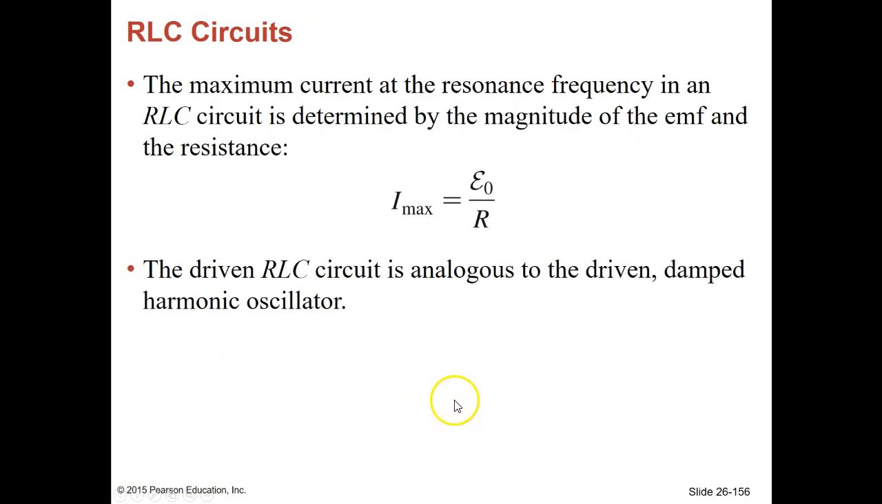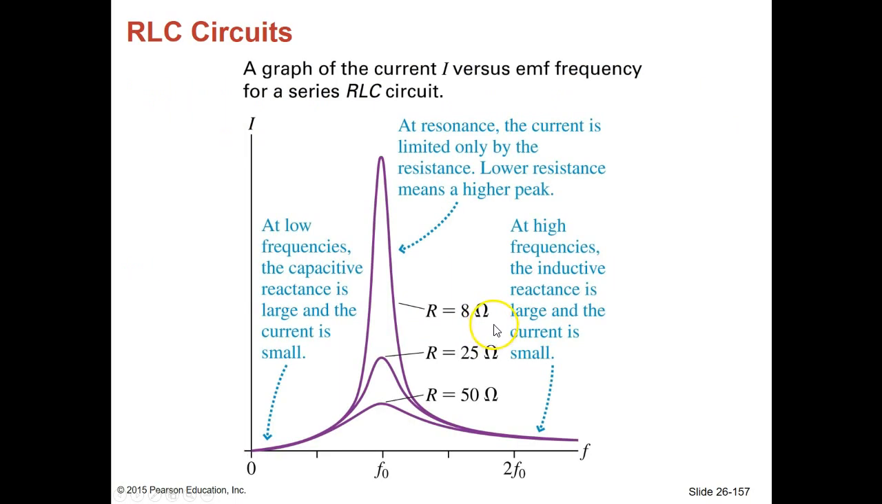The maximum current at the resonant frequency in this RLC circuit is determined using the magnitude of the EMF and the resistance, and so that driven RLC circuit is analogous to the driven damped harmonic oscillator. This is a good graph. It shows you as my resistance lessens, so if it's really big here, I don't get as much current. As my resistance gets smaller, I do get a much bigger current.